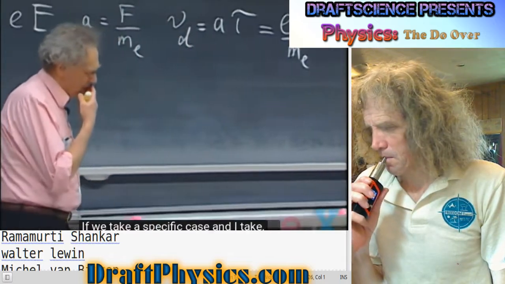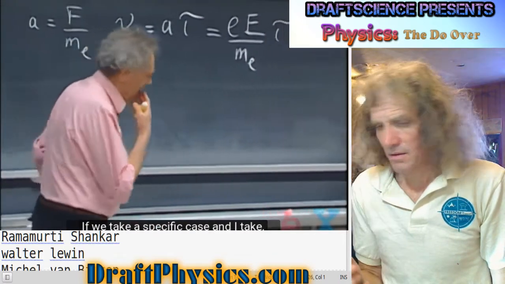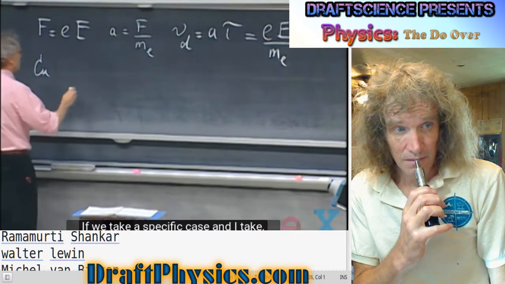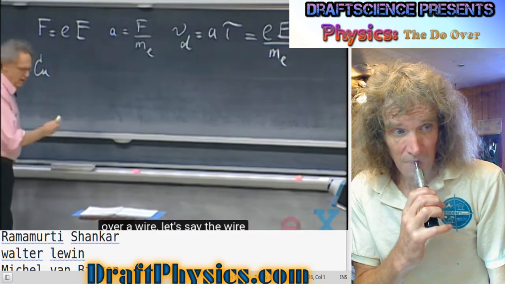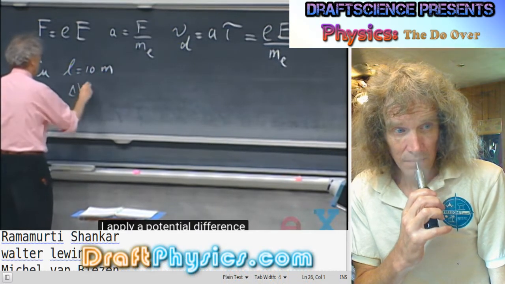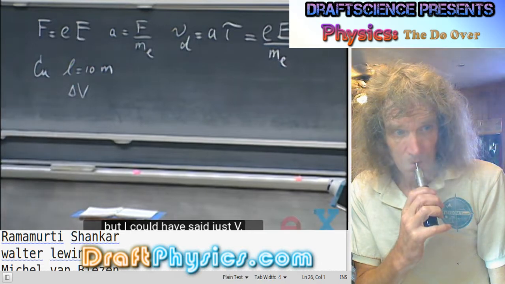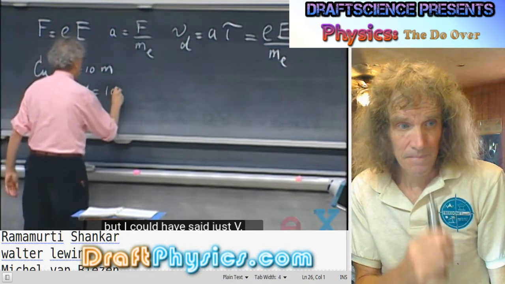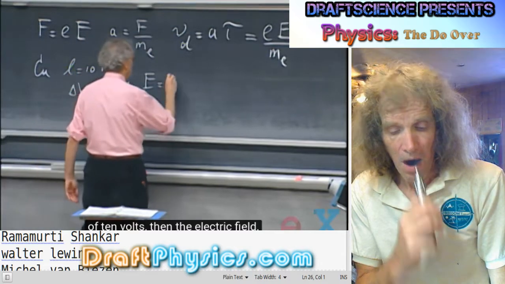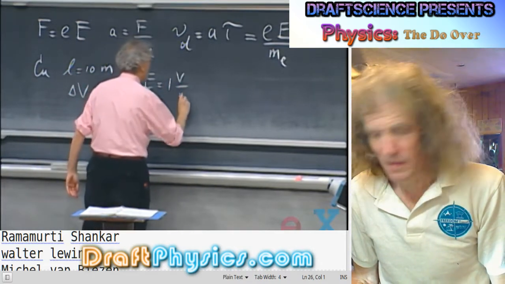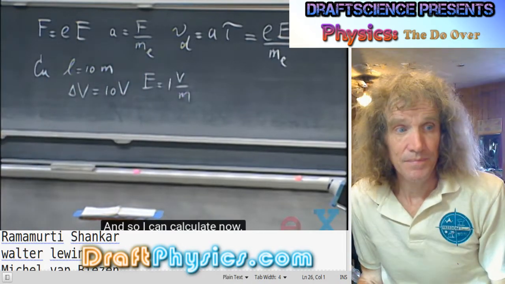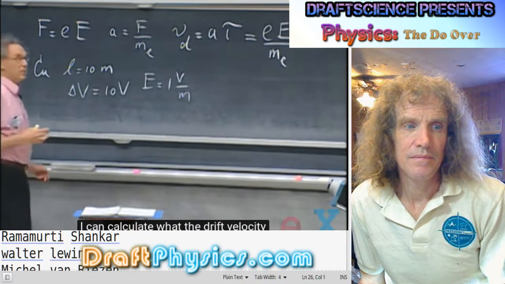If we take a specific case, for instance copper, and I apply over the wire, let's say the wire has a length of 10 meters, a potential difference, delta V, but I could have said just V, of 10 volts, then the electric field inside the conductor is about 1 volt per meter.